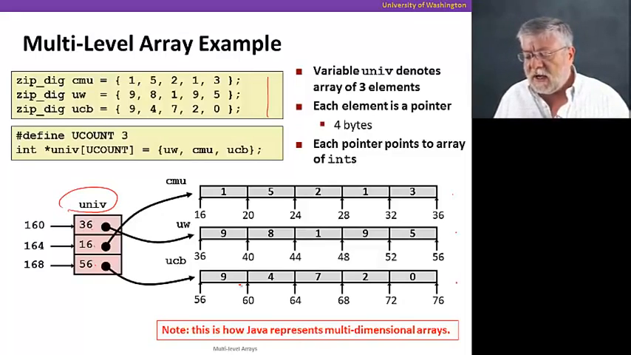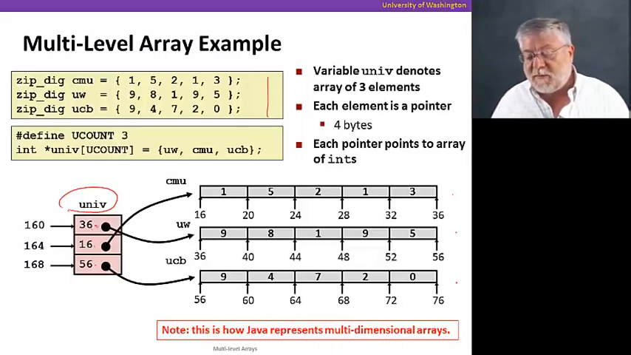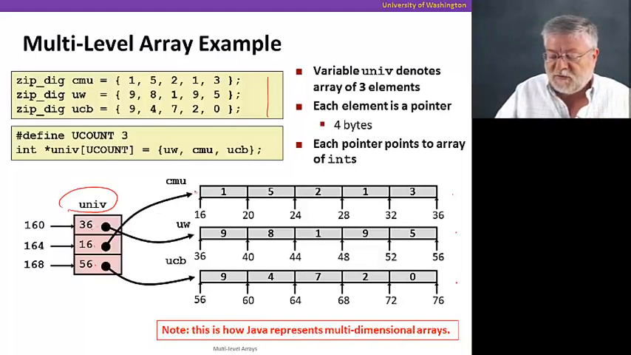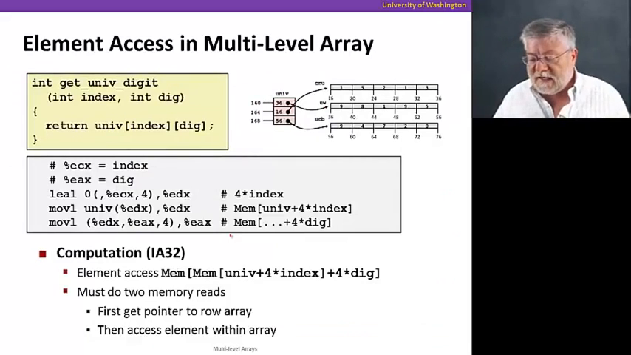Okay, so our array univ has 3 elements. Each one of them is a pointer that's 4 bytes long, and of course it's a one-dimensional array of pointers. So they're represented one after the other in memory. Each one of them points to an integer, basically the starting integer of the 3 one-dimensional arrays that we have. So let's take a look at how access works to this.